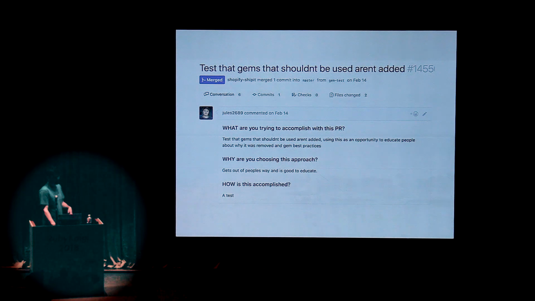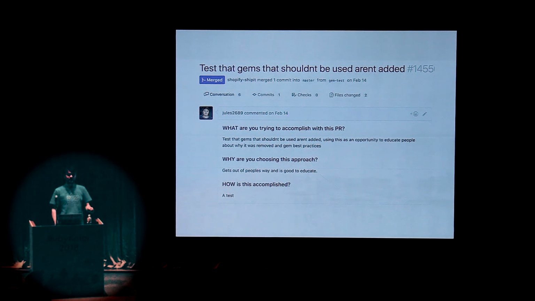Another perspective that we use, for example, is that there's certain gems that we decided aren't to be used in our core code base. Whether they have security issues, performance issues, we don't think they're written well, or we already have an alternative for them. A good example here is RSpec.